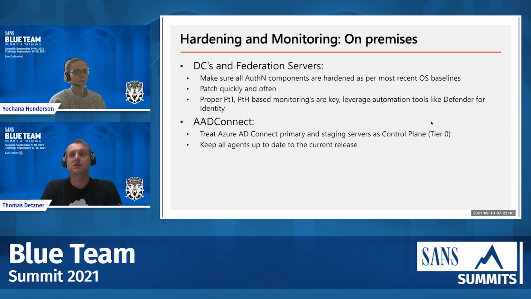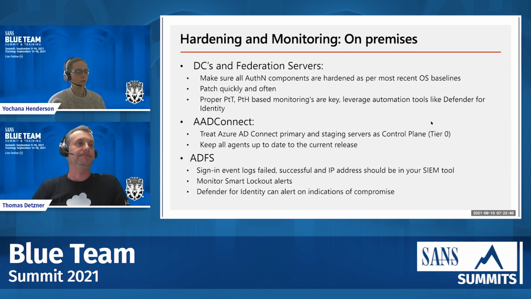For the AD Connect servers, treat both the primary and the staging server as control plane. Don't forget the staging server. We've seen sometimes that the primary is properly hardened and properly monitored, but the staging server may get lost. Also keep all the agents up to date there. We have had a few updates last month, so if you haven't updated your Azure AD Connect server, maybe now it's a good time to update them next week.